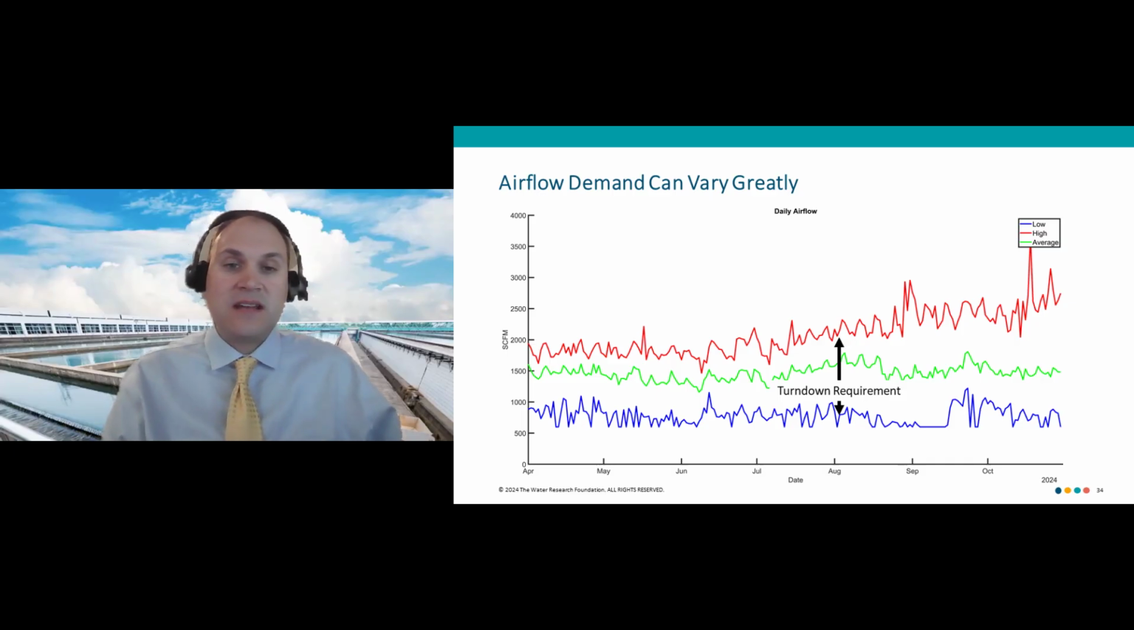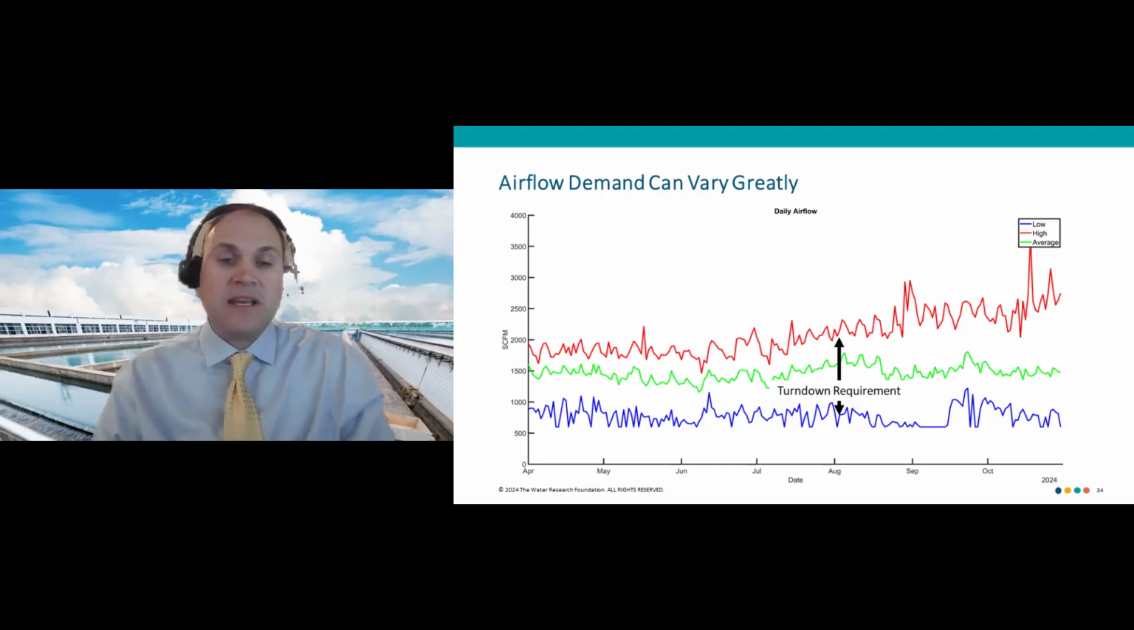Looking at turndown, as Natalie did focus on at Pomona, we saw a very big difference potentially between the high and low DO operation. This chart is from a separate plant, again just reinforcing the fact that on any given day, there can be a very big difference between the minimum airflow and the maximum airflow required. This chart shows a 7-month period from this year, where the red line is the daily high airflow measured at that site, the blue line is the daily minimum flow, and the green line is the average flow. So the difference between the blue line and the red line is the daily turndown requirement.